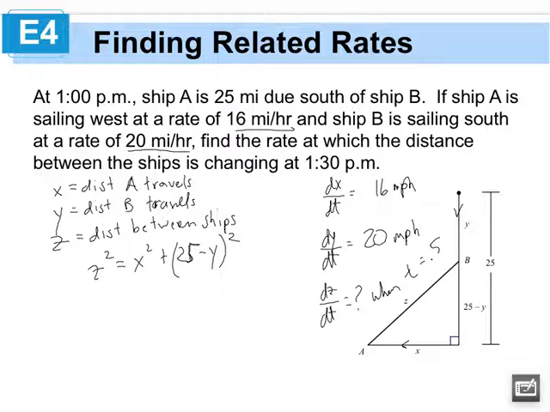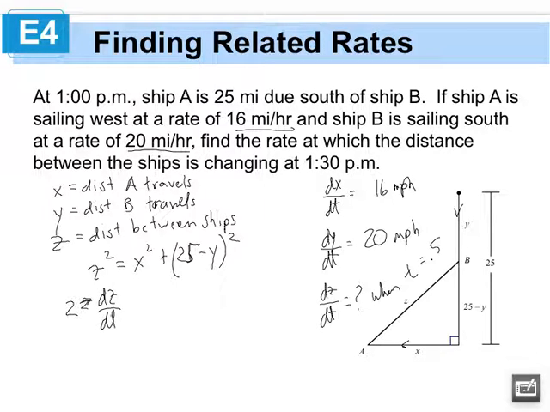What's the chain of 25 minus y? Negative 1, yeah, but still close. Okay, here we go. Step 5. Derivative? 2z dz/dt.